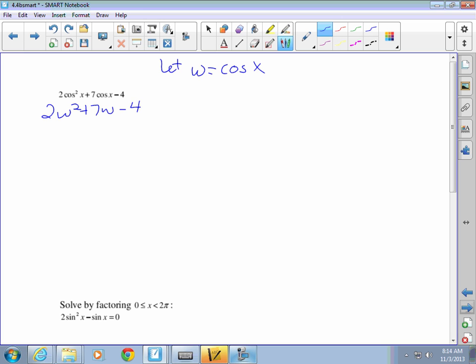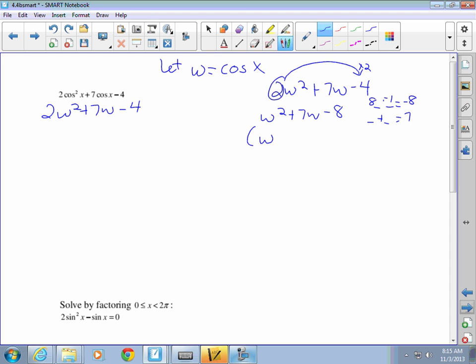Remember, slide and divide we figured out is a lot faster than decomp, so that's what I'm going to do here. So I have 2w squared plus 7w minus 4. The first step in slide and divide is I'm going to take this 2 and multiply it to the back term. So that's the slide. w squared plus 7w minus 8. So now it's just factoring. I have product and sum of negative 8 and 7. So this becomes 8 and negative 1. So w plus 8 and w minus 1.